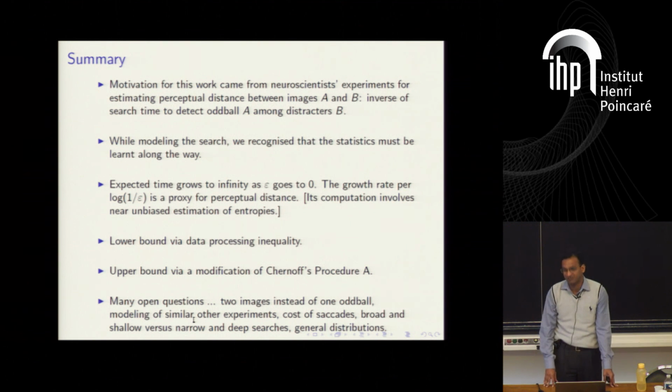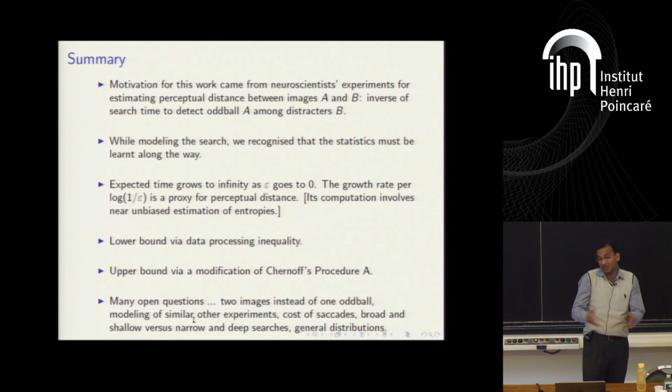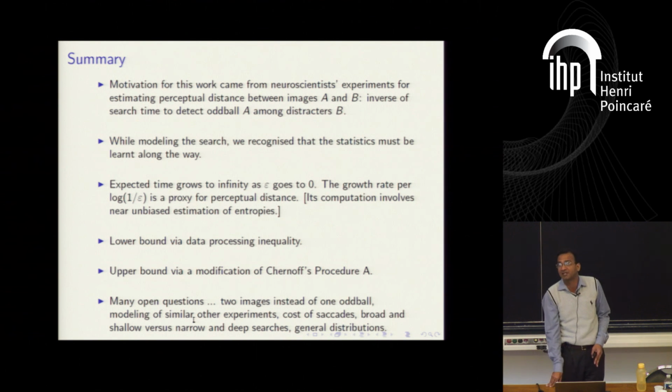The cost of saccades has to be taken into account, and that's a finer detail that would be interesting to look at. When you search, you actually do a broad search first, which is rather shallow, followed by a narrow and deep search to zoom in to a particular locality and then pinpoint where the odd one is. Can we do something of this sort? And also, what if your distributions are no longer Poisson random variables? Poisson random variables are still coming from a parametric family. What if these are general distributions?